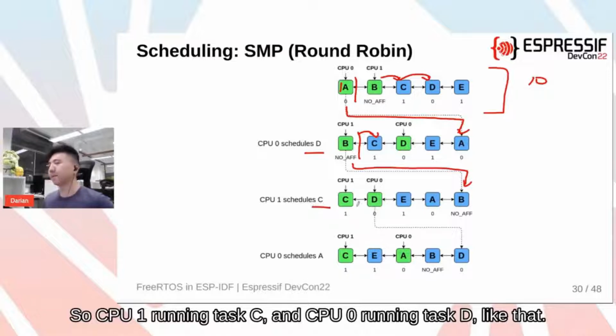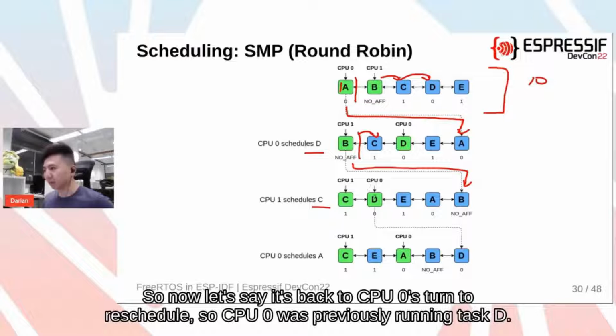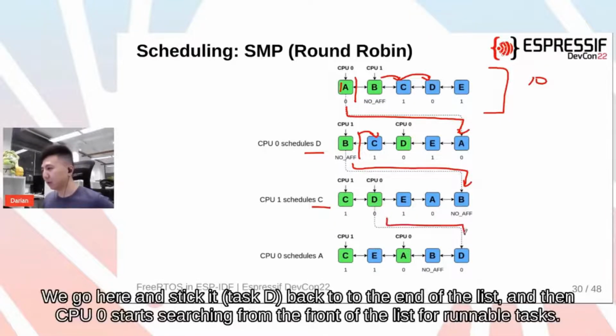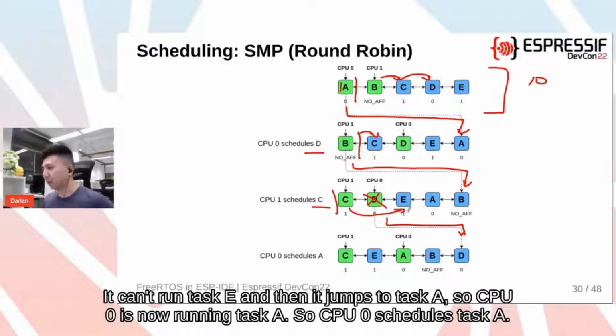So now let's say it's back to CPU 0's turn to reschedule. CPU 0 was previously running task D. We go here and stick it back to the end of the list. And then CPU 0 starts searching from the front of the list for runnable tasks. It can't run task E, and then it jumps to task A. So CPU 0 is now running task A. So CPU 0 schedules task A.